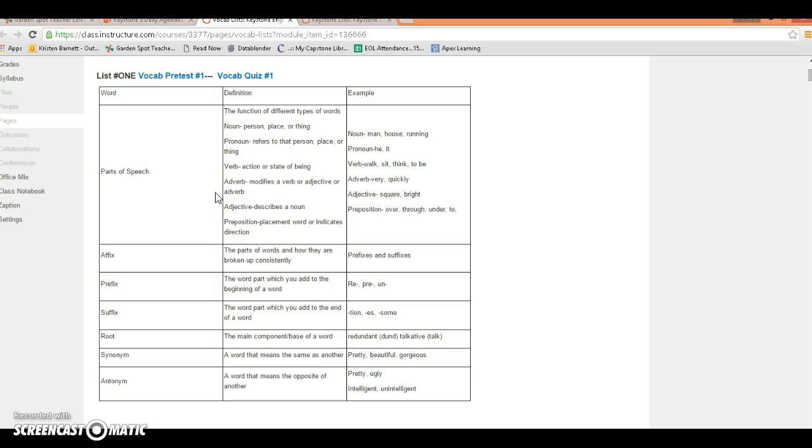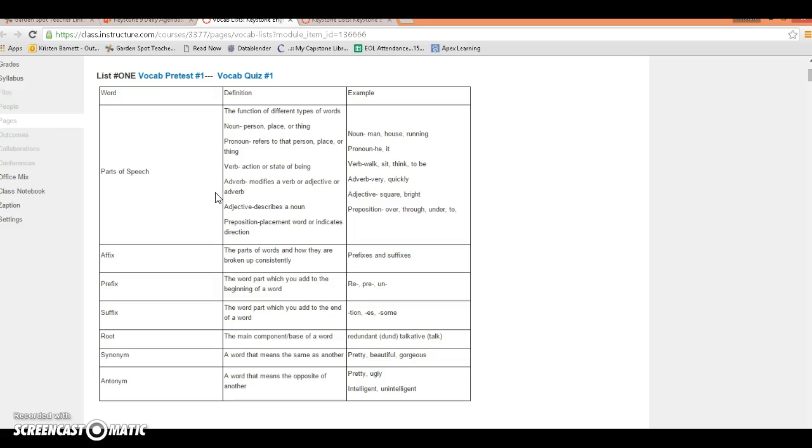The first word, parts of speech, is actually made up of a few different parts of speech. So, a noun is a word that is a person, place, or thing, such as man, house, running. A pronoun refers to a person, place, or thing, so it refers to a noun. So instead of saying man, you could say he. Instead of saying house, you could say it. Those are pronouns.